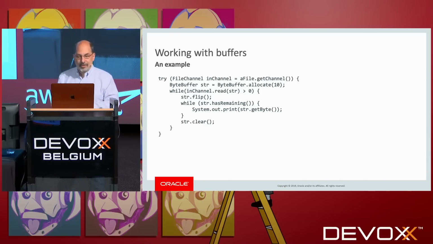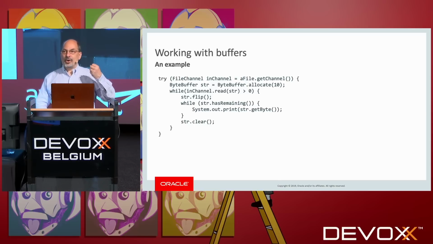So, a quick example of how ByteBuffers work. Here I'm going to be reading from a channel. So I get a file channel. I allocate a ByteBuffer of length 10. And then I'm going to read into that ByteBuffer. And then I call this method flip, which switches from writing mode into reading mode, right?